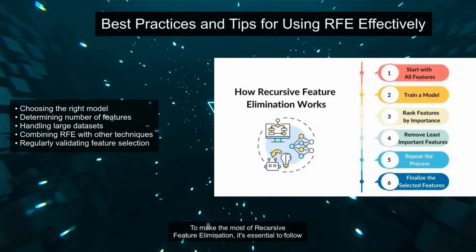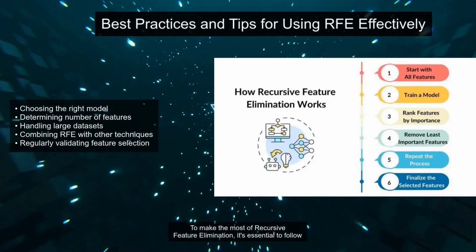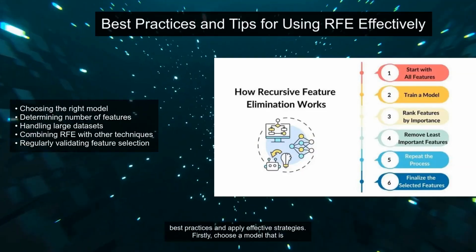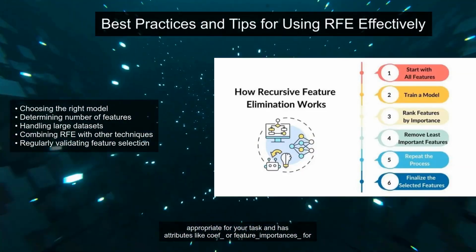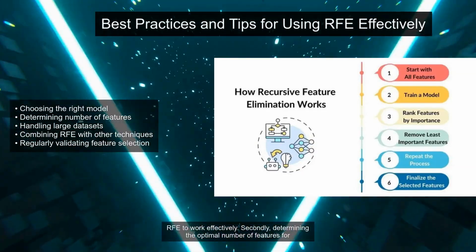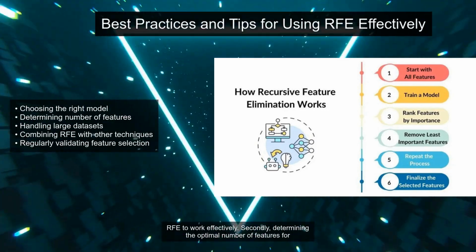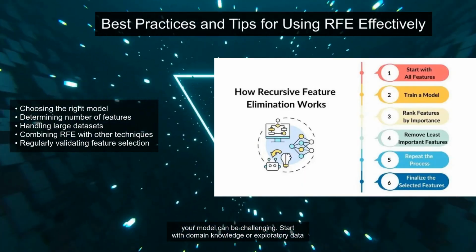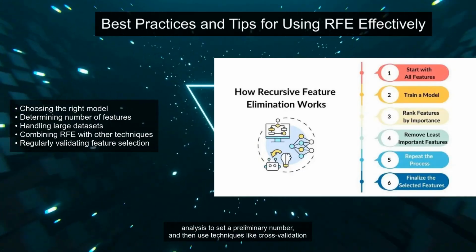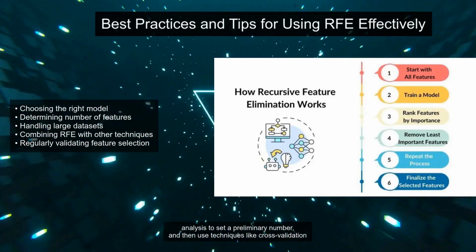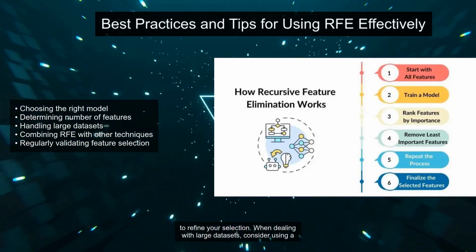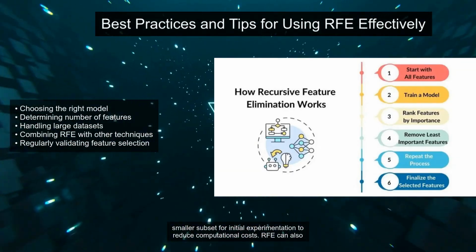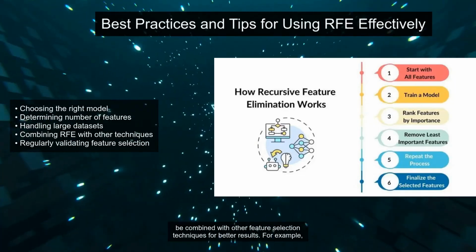To make the most of recursive feature elimination, it's essential to follow best practices and apply effective strategies. Firstly, choose a model that is appropriate for your task and has attributes like coef_ or feature_importances_ for RFE to work effectively. Secondly, determining the optimal number of features for your model can be challenging. Start with domain knowledge or exploratory data analysis to set a preliminary number, and then use techniques like cross-validation to refine your selection. When dealing with large datasets, consider using a smaller subset for initial experimentation to reduce computational costs.